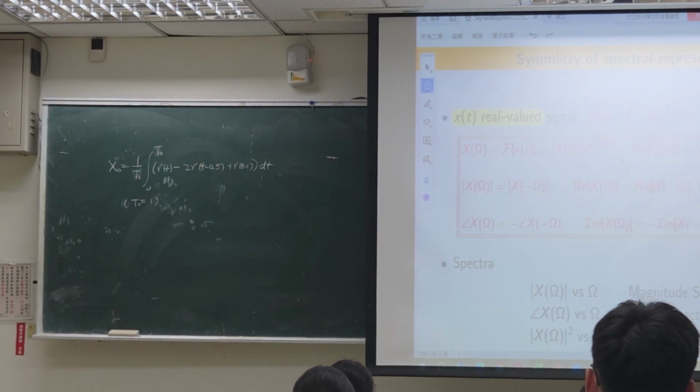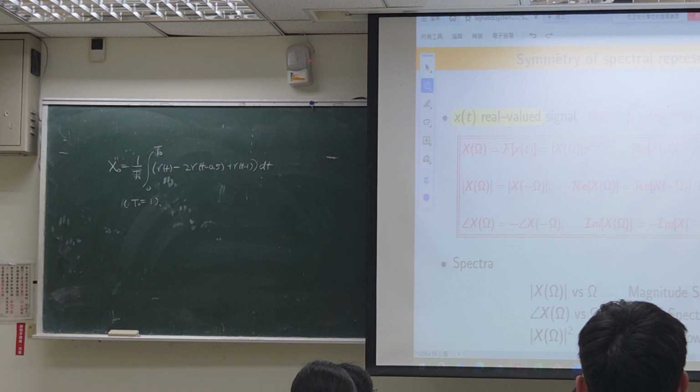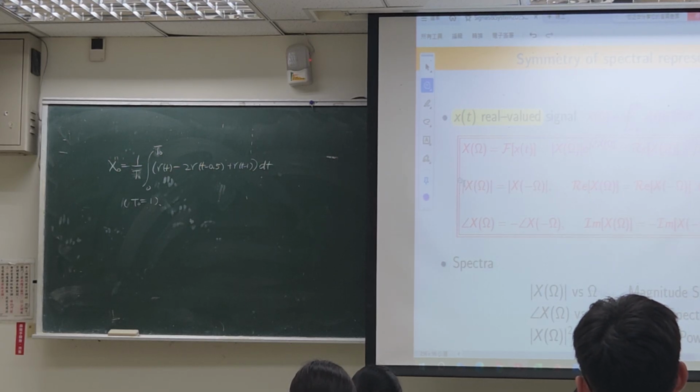And we can show that if we are dealing with a real function x of t, then the magnitude of the Fourier transform is a symmetric function in the frequency domain. So the absolute value of x of omega is equal to the absolute value of x of negative omega.